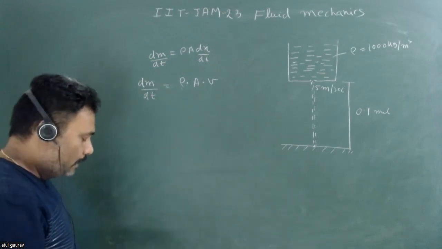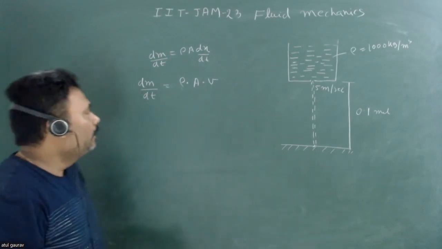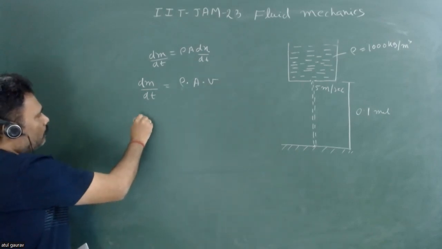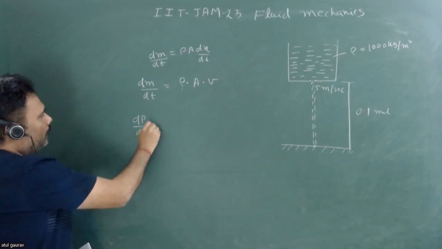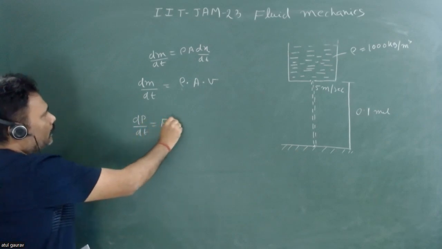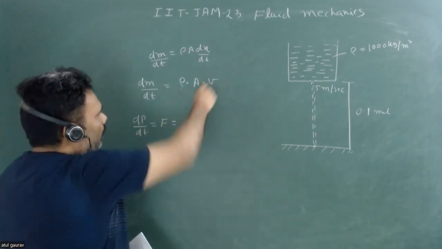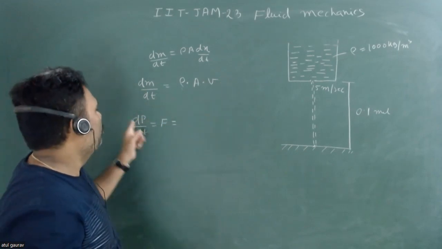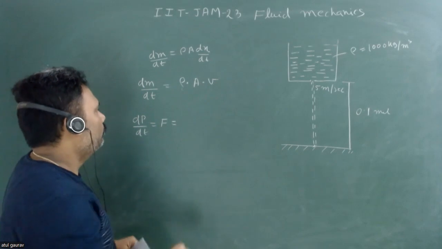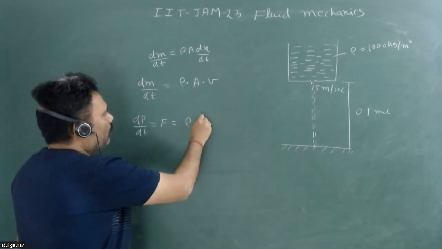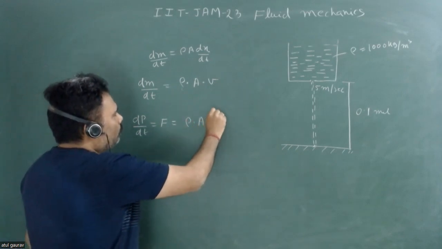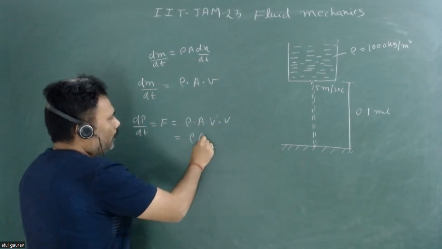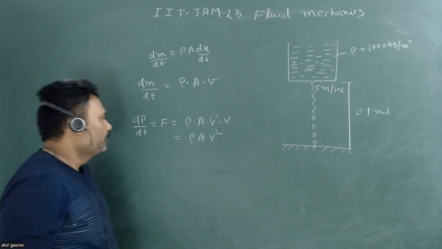Once we calculate the rate of flow of mass, then we can find the rate of flow of momentum. That is dp upon dt, which is equal to force, and when we multiply the mass flow rate by velocity, we get dp upon dt, which is nothing but force. So this is rho into area into v into v, that value is equal to rho area into v square.